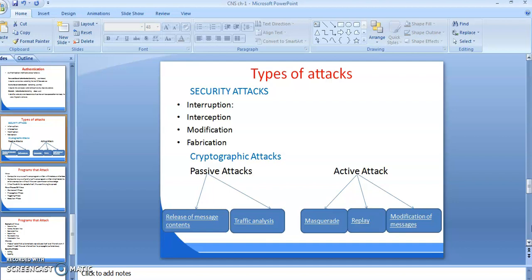Modification of the message means that during the transmission, if the contents of the message are modified, then it is known as the modification of the data.